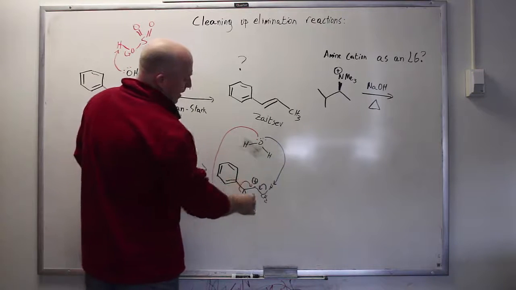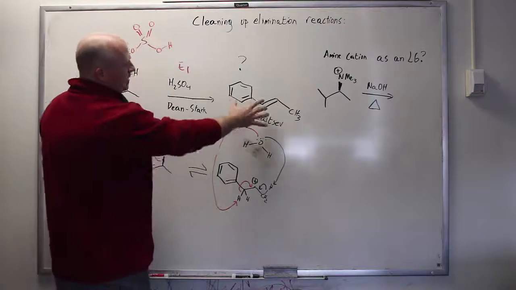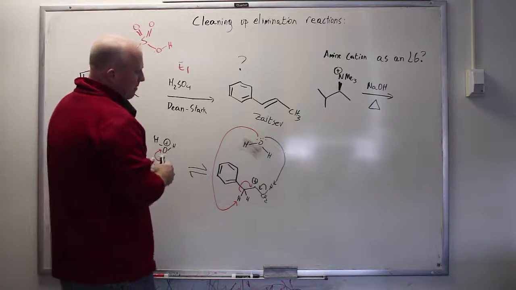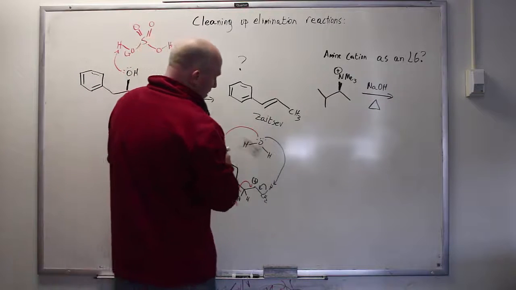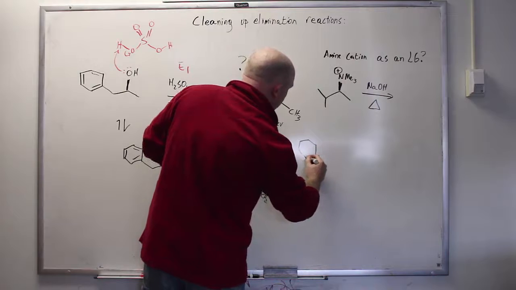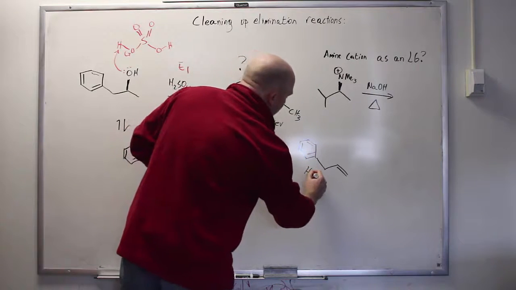This particular cation is really unstable right now, and removing a nearby proton will lead to a better outcome. And so, though you're going to predominantly form the Zaitsev product, you might very well form some Hofmann product along the way. Don't assume that this reaction will be particularly selective. This being, of course, the Hofmann product.